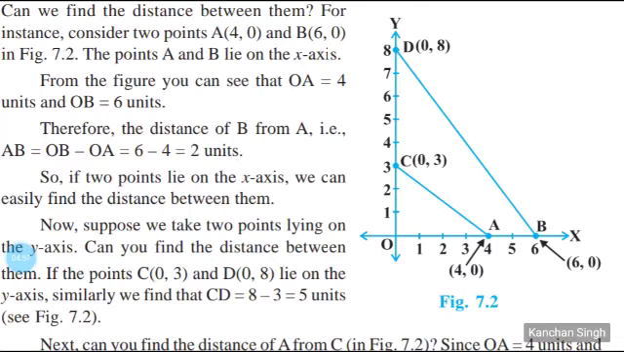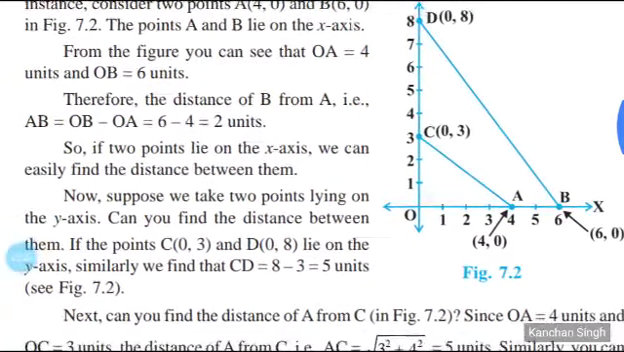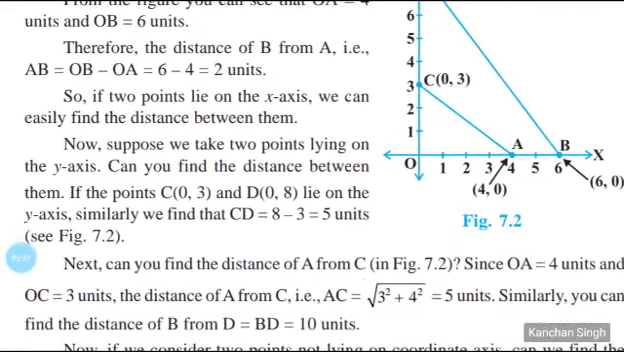So from the figure we can see that OA is equal to 4 units and OB is equal to 6 units. Therefore, the distance of B from A, that is AB, will be how much? OB minus OA. So 6 minus 4 is equal to 2 units. So if 2 points lie on the x-axis, we can easily find the distance between them. Is that clear?